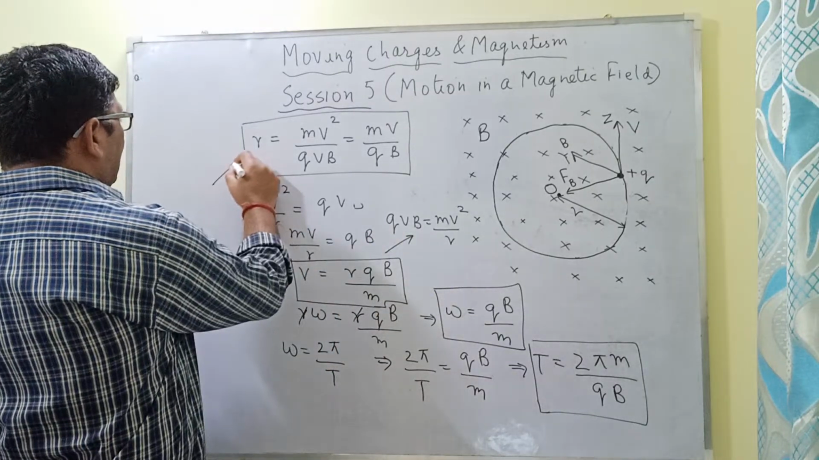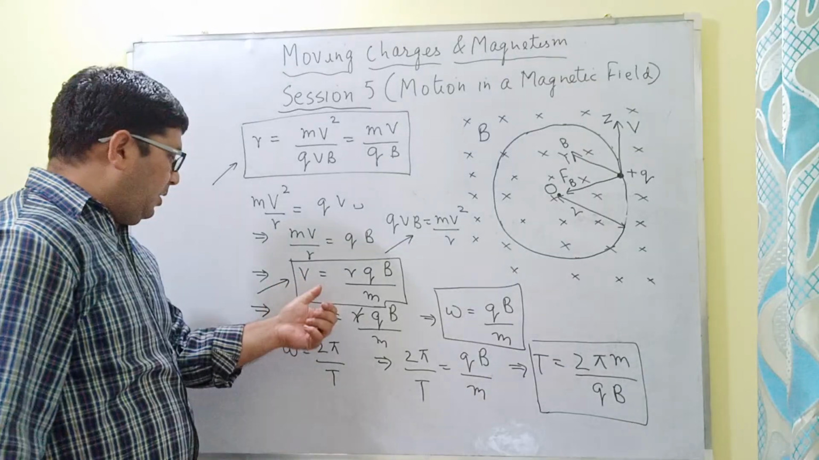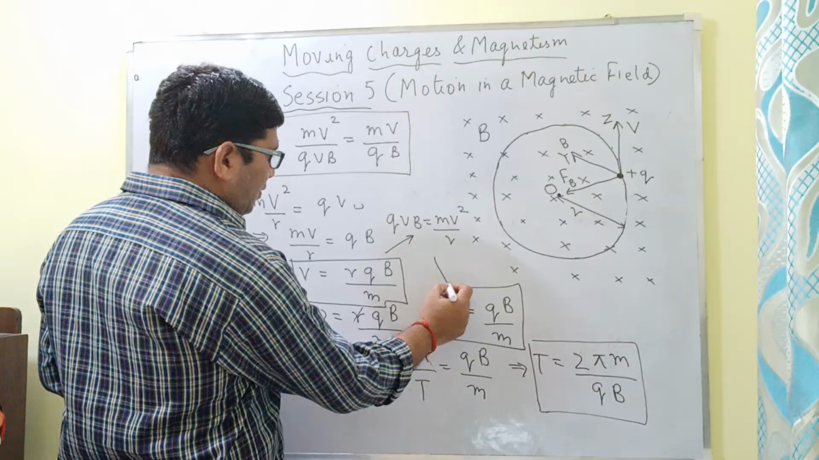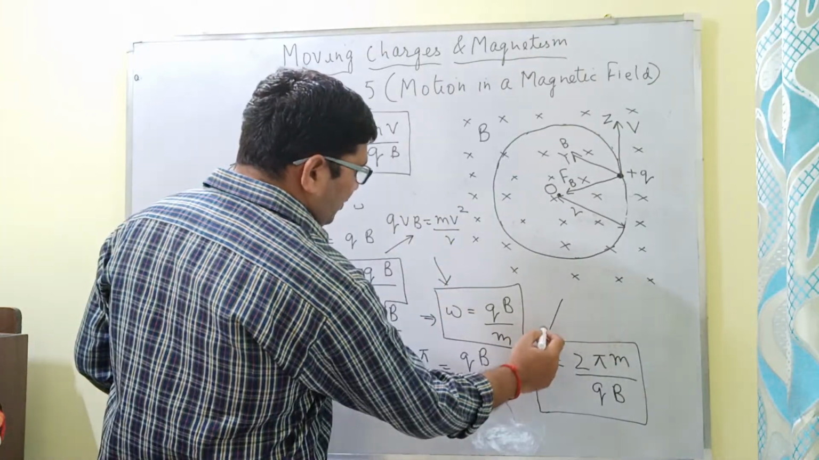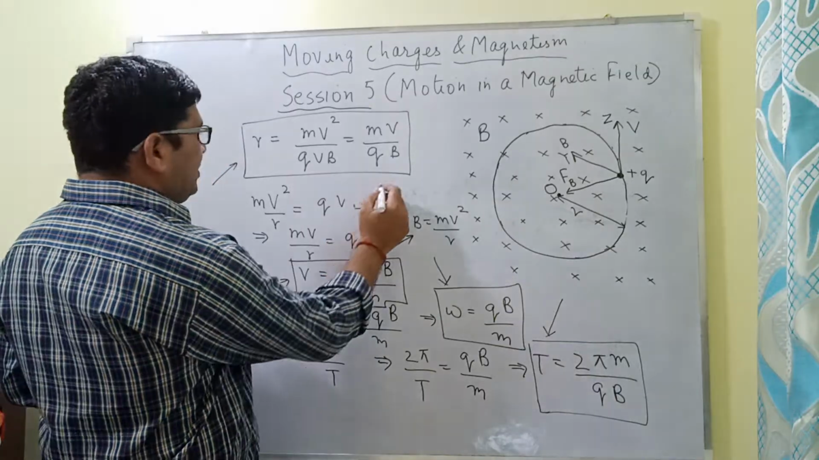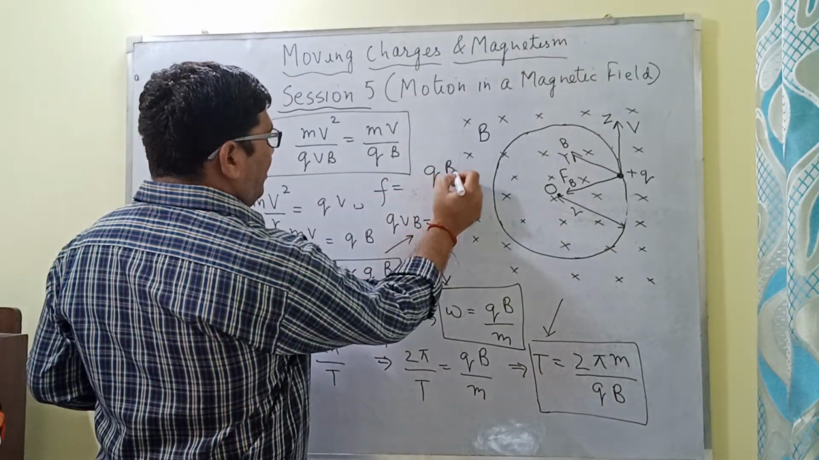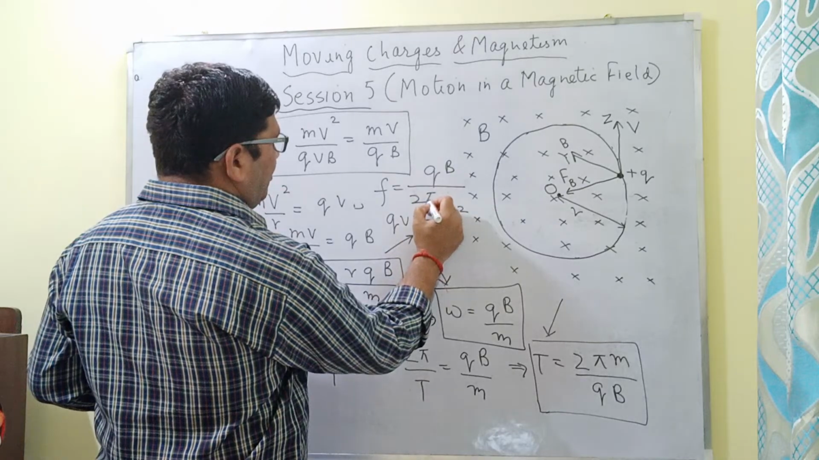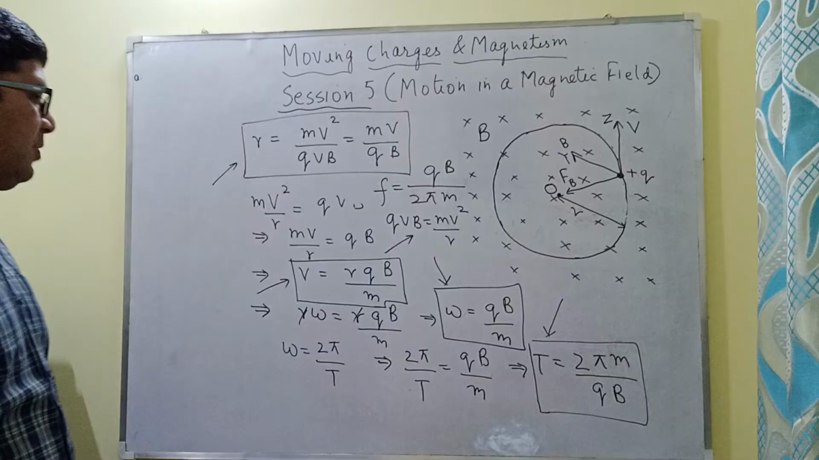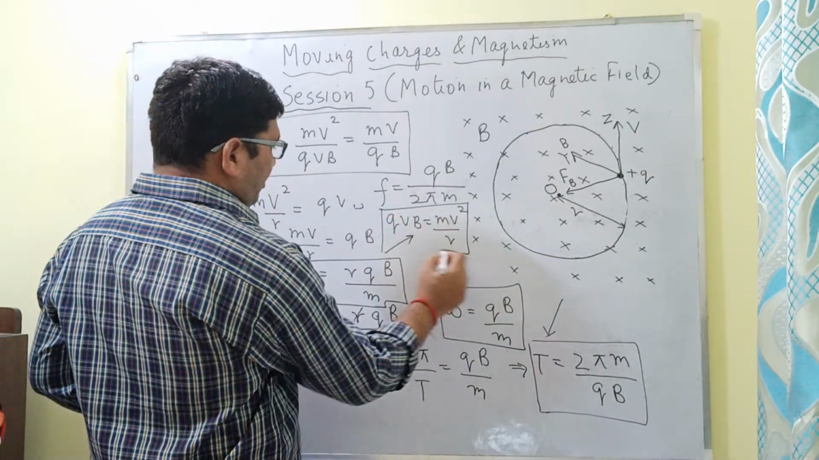That is, one is the radius of this circular path, second is this linear velocity, which is equal to r qb divided by m. Then we have also found the angular velocity, then the time period, and then one more relation, that is frequency. Frequency was equal to qb divided by 2 pi m. So these were some of the important relations which we were able to derive by using this formula.